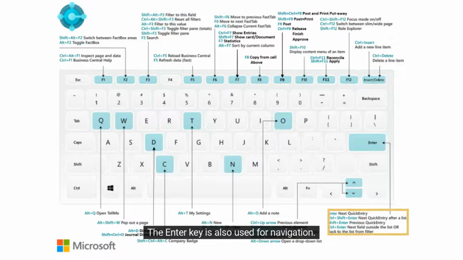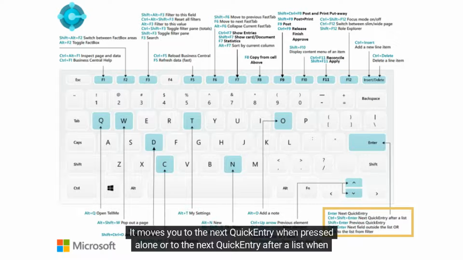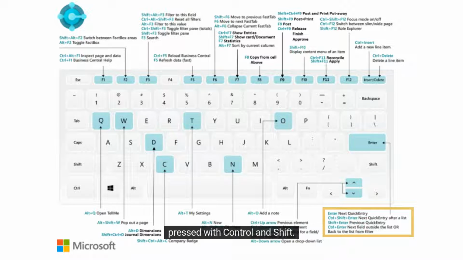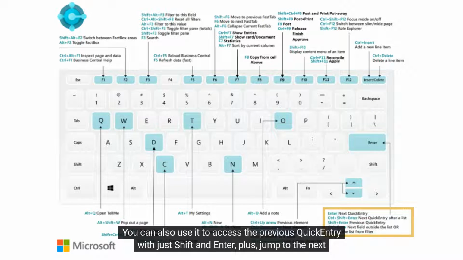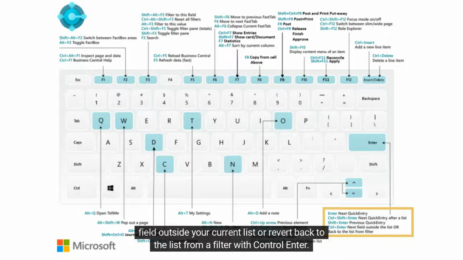The Enter key is also used for navigation. It moves you to the next quick entry when pressed alone, or to the next quick entry after a list when pressed with Control and Shift. You can also use it to access the previous quick entry with just Shift and Enter, plus jump to the next field outside your current list, or revert back to the list from a filter with Control Enter.